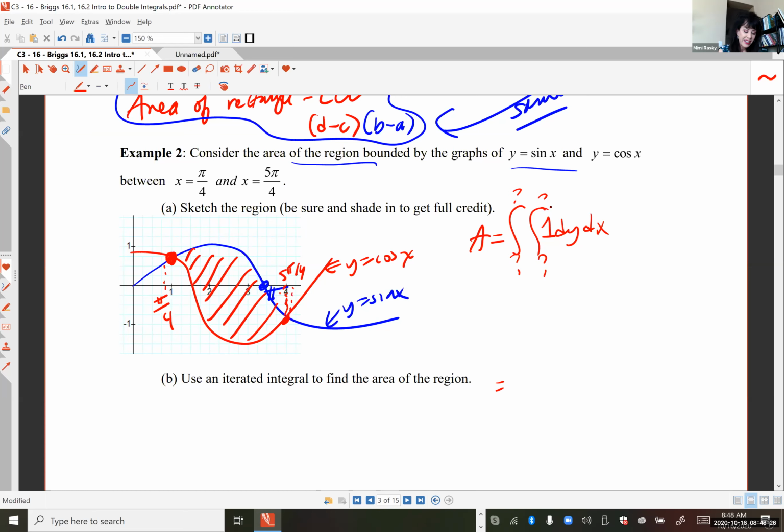I'll give you a hint. The outermost limits for the outermost integral, one of the rules is those have to be pure numbers. And this is with respect to x. So look at this region, and what pure number is x going from what to what? Pi fourths to 5 pi fourths. Yeah, they gave it to you. That was awfully generous. It was pi fourths to 5 pi fourths. So you didn't have to think much there.